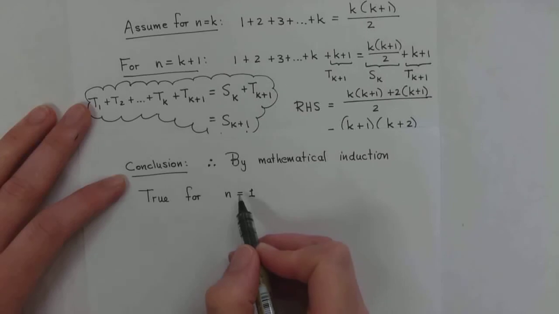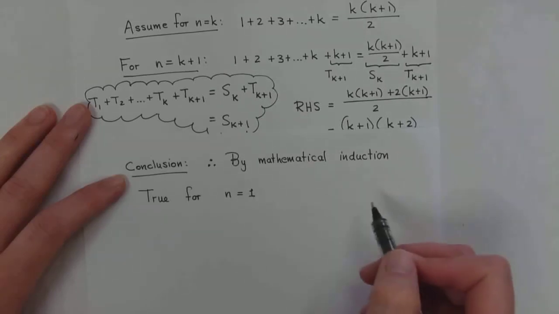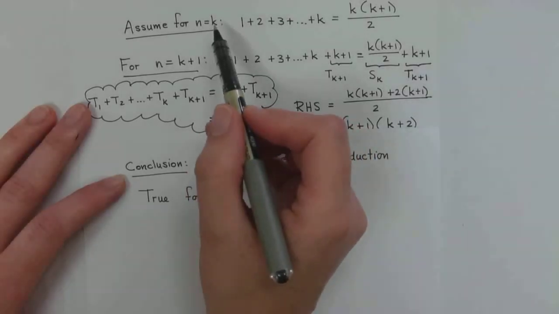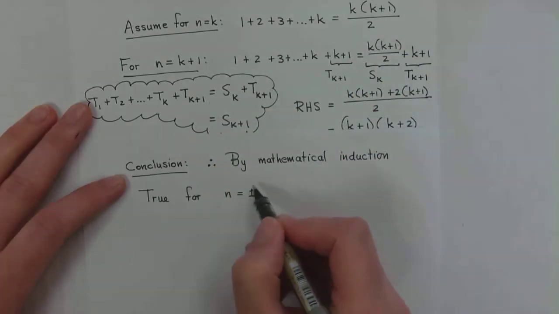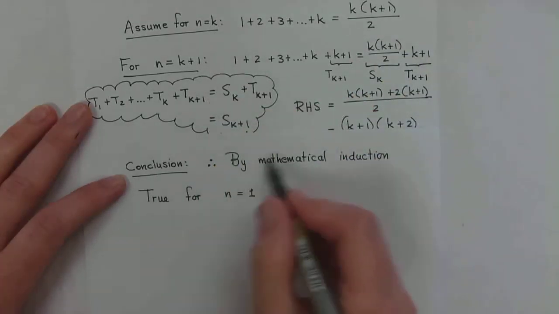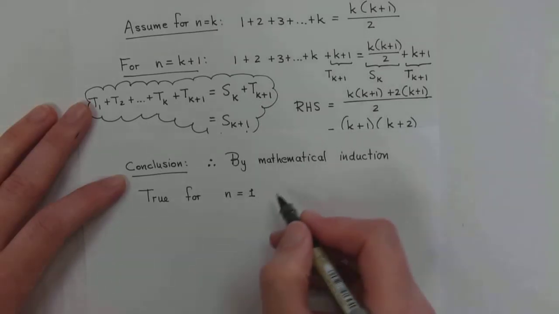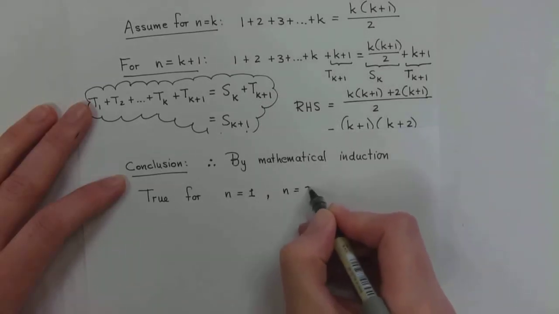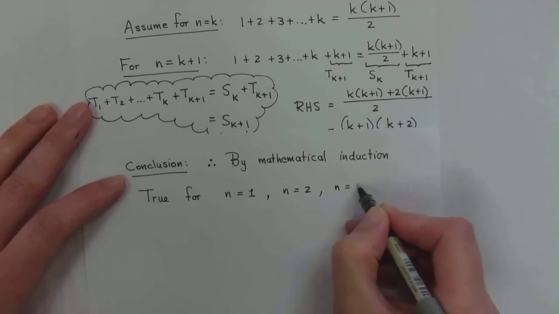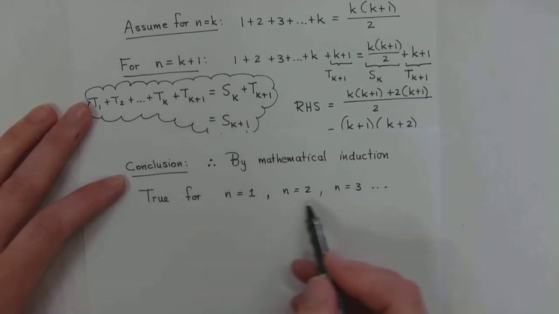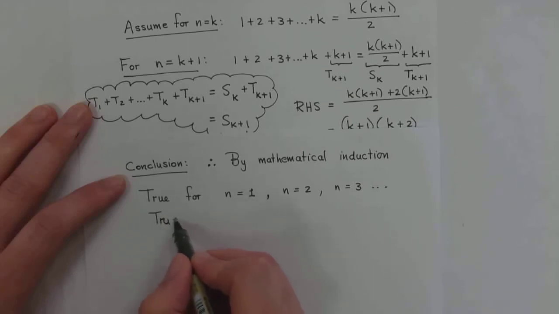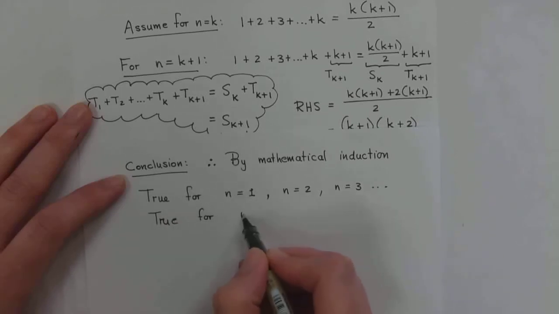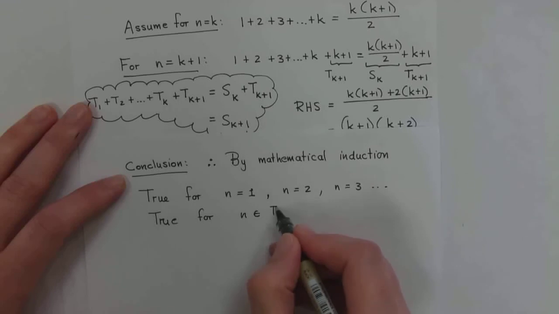I've also proven that it's true for 2 consecutive terms, meaning if it's true for n equal to k, it'll be true for the next one. So that means if it's true for the first term, then it's also true for the next term. So it's true for n equal to 1, n equal to 2, n equal to 3, and those are the dominoes that keep on knocking over. So true for n is an element of the natural numbers.